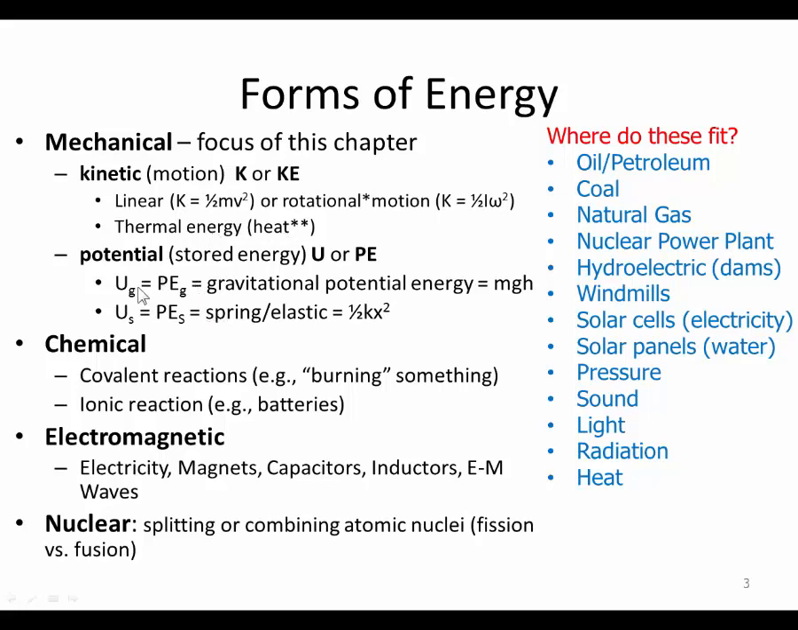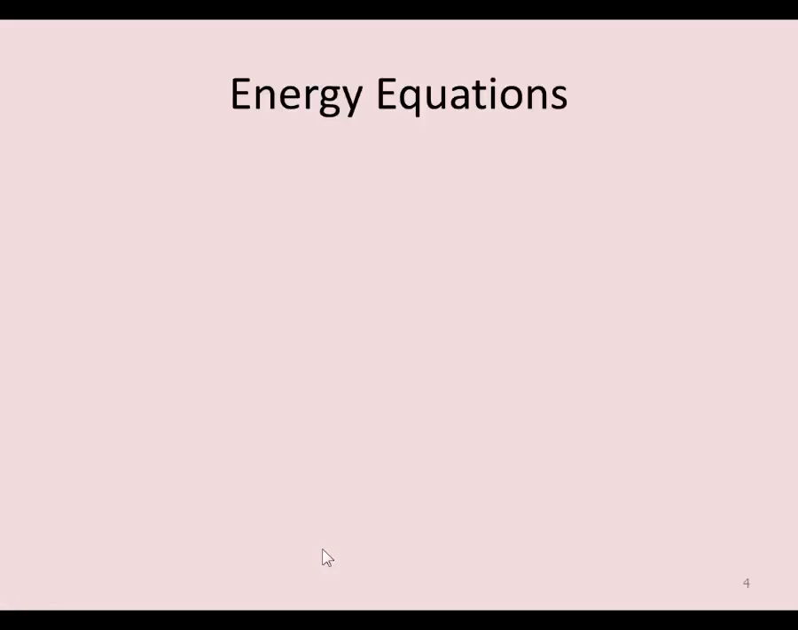And potential energy, you'll see in Chapter 5, we'll talk in particular about gravity and springs, but later in the book, there are other forms of potential energy as well. We touched upon in our discussion chemical, electromagnetic, nuclear, and we discussed several methods of using these and transitions from one to another. So let's take a look at a few important energy equations we'll want to start using right off the bat.